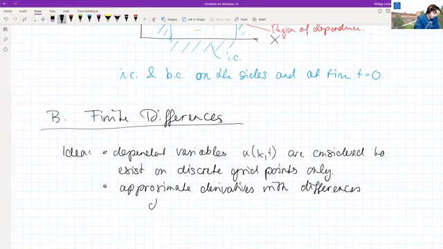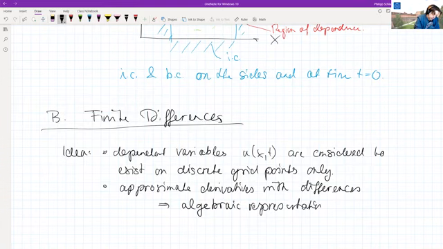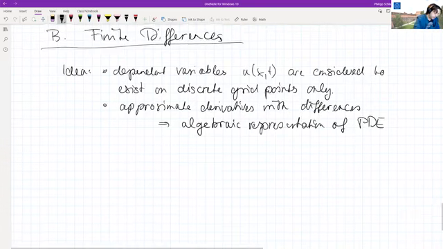Formally speaking, that means that we go from a continuous representation into a discrete representation, and I go into an algebraic representation of the partial differential equation. So I'm not having a differential equation anymore, but I have a difference equation, an algebraic equation, which I can solve as a system of equations.